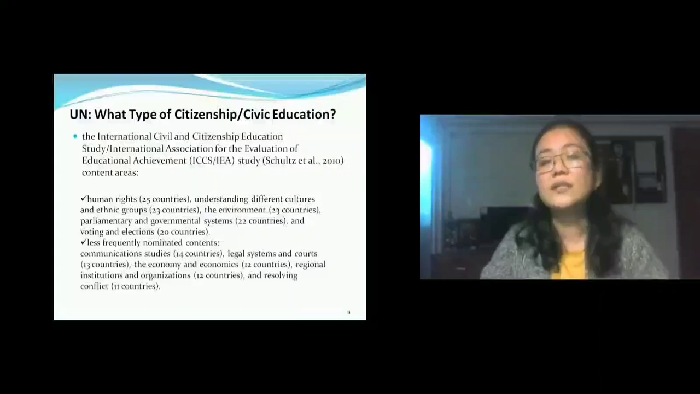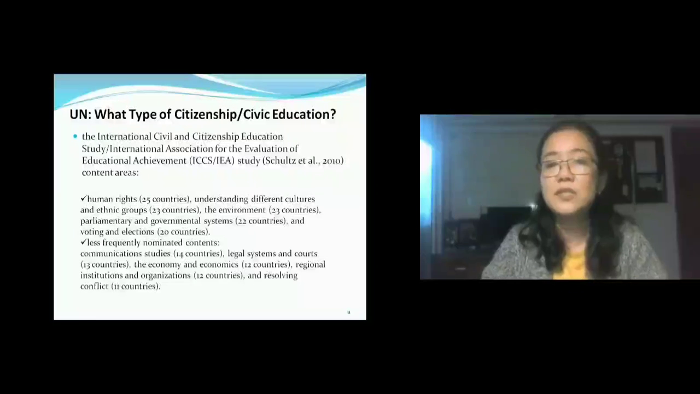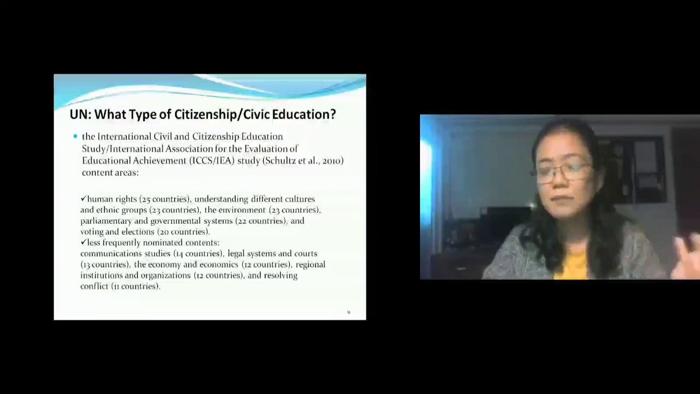So if you look at this, like understanding different cultures and ethnic groups, yes, of course. Our country, Myanmar, has very diverse cultures and diverse ethnic groups. These are the areas that we have to discuss and put in the content area. And the environment, of course, we have environmental issues in Myanmar. In the northern part, in Kachin State and other parts of Myanmar, we have environmental issues. So why don't we put these things in as content areas?